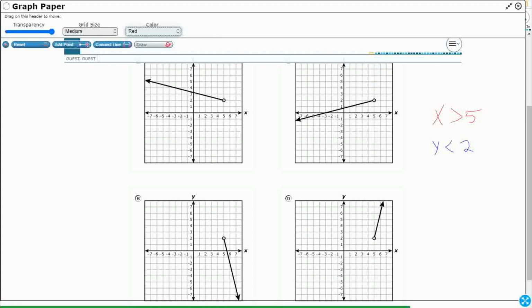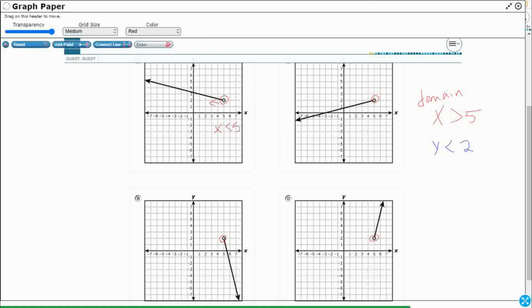First off, we notice that we have open dots on all of these. These open dots represent less than or greater than, no, greater than or equal to, less than or equal to. So we can't eliminate any answer choice there. So I'm looking at my domain right here. So that's my x, my left and right. So this right here, I've got it at a 5, but it goes to the left. So this is x is less than 5.